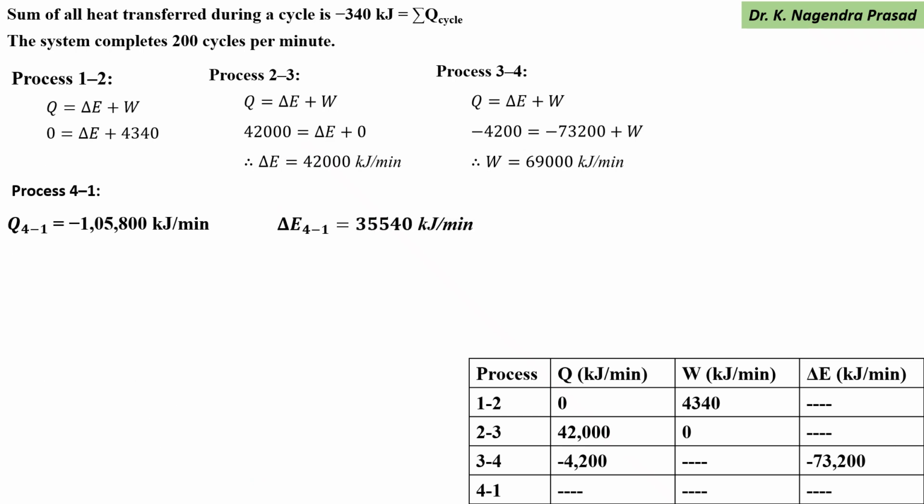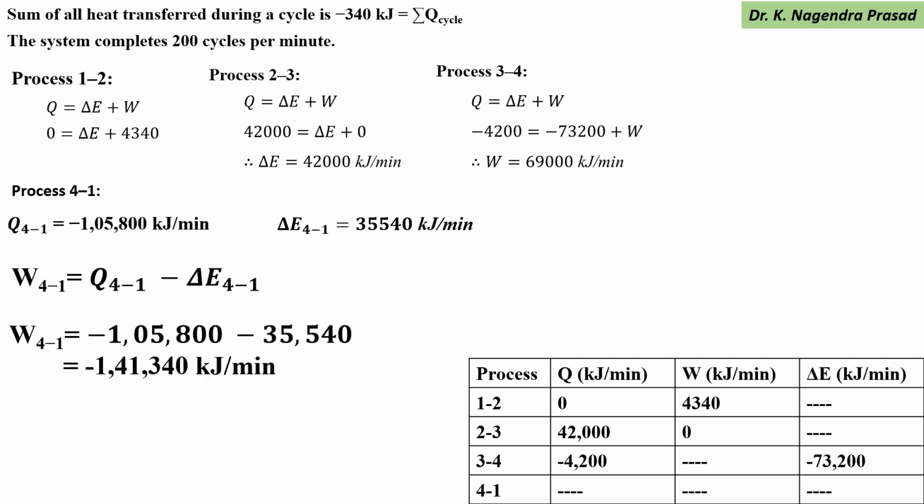So in the process 4 to 1, we got the Q41 and the delta E41. Then W41 equal to Q41 minus del E41. We know the values, then substitute. So we will get the net work rate in the process 4 to 1, that is W4 to 1 equal to minus 141,340 kilojoule per minute. So this is the solution.